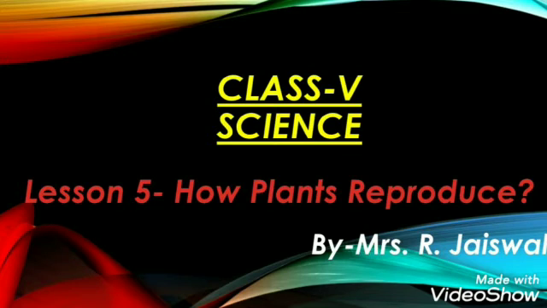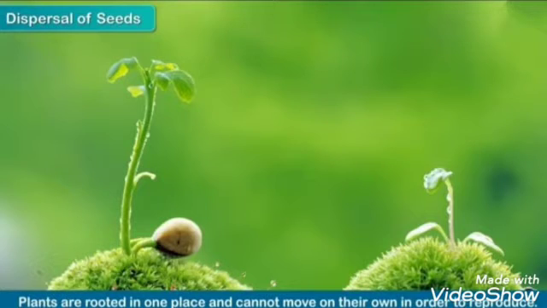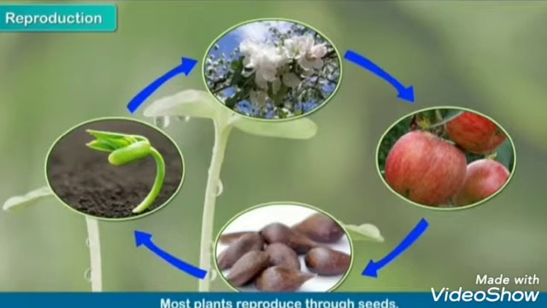Today we are going to study about reproduction in plants. Living things, that is plants and animals, produce more of their own kind through reproduction. That is, the ability of living things to produce their own kind is called reproduction. Plants also reproduce in different ways as all living things do. Most plants reproduce through seeds.